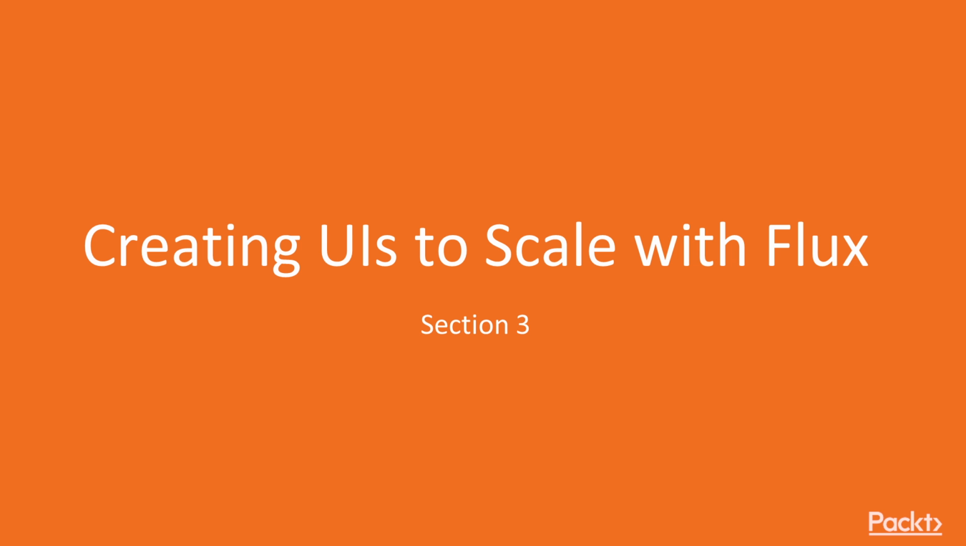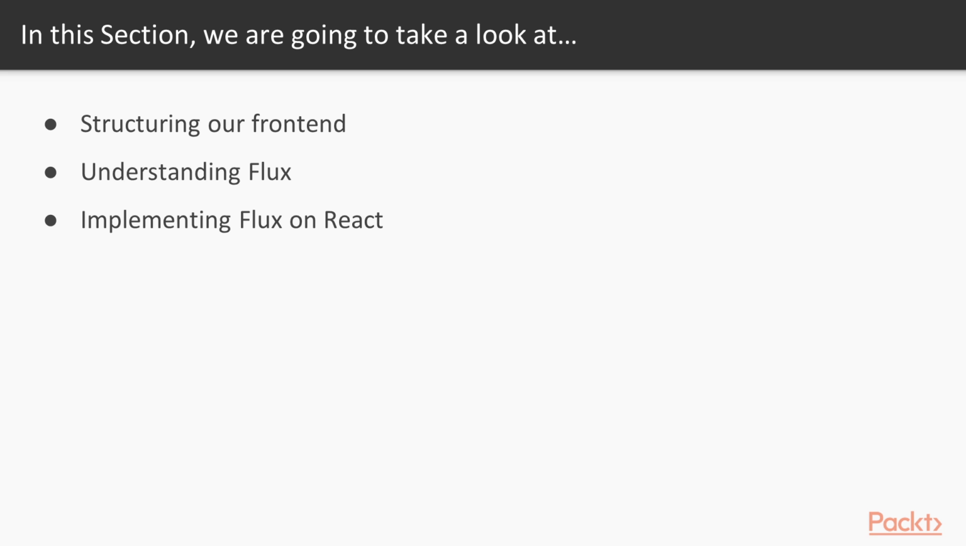Hi, and welcome to Section 3, Creating UIs to Scale with Flux. In this section, we will focus on structuring our front end. Ideally, each module should be responsible for a single thing, as in our main components, we are running too many operations within single modules. Besides rendering the different views, we have code to make an API request to endpoints and receive, handle, and format the response.